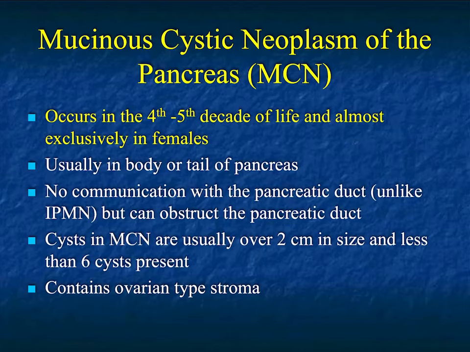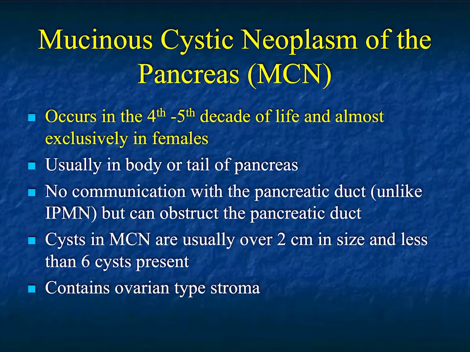Usually body or body toward tail of pancreas. No communication with the pancreatic duct, but it can obstruct the duct. The cysts are usually larger. There's septations. It contains ovarian stroma. Everyone considers these pre-malignant, so if you think about an MCN, it's going to be resected.